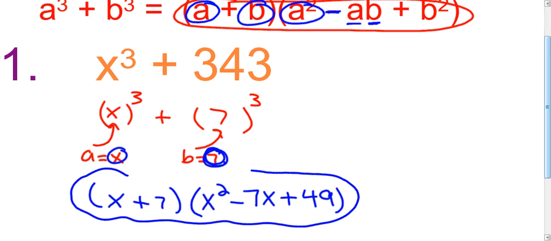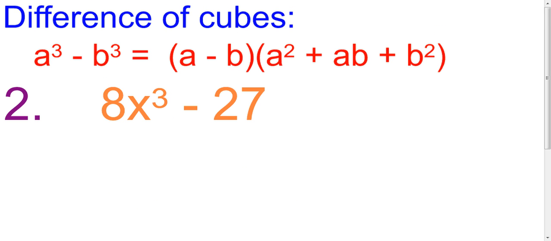I know it looks like it got more complicated than simplified, but you will see later that this will help you. Okay, here's another one. And again, you should always look for GCFs. Here there is not a number or an x term that I could pull out of 8 and 27. So now you have to figure out what's been cubed.